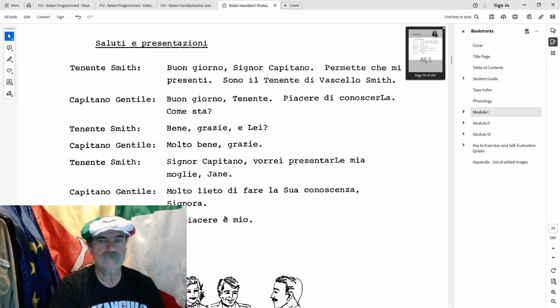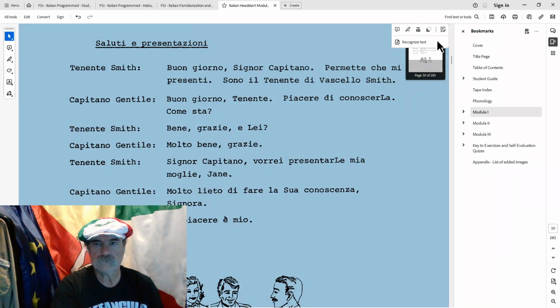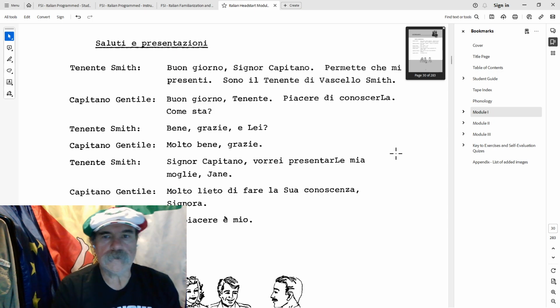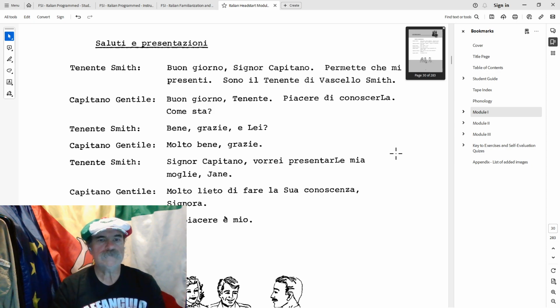Sono il tenente di vascello Smith. The expression Buongiorno literally means good day. It is also used for good morning and good afternoon. Repeat. Buon, giorno, Buongiorno.